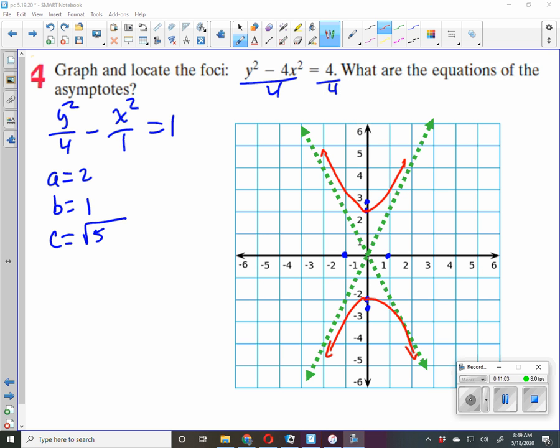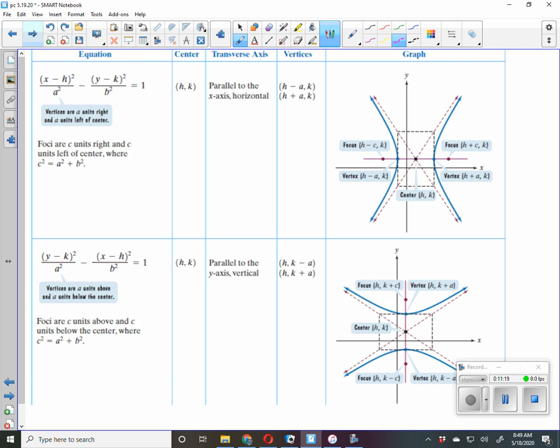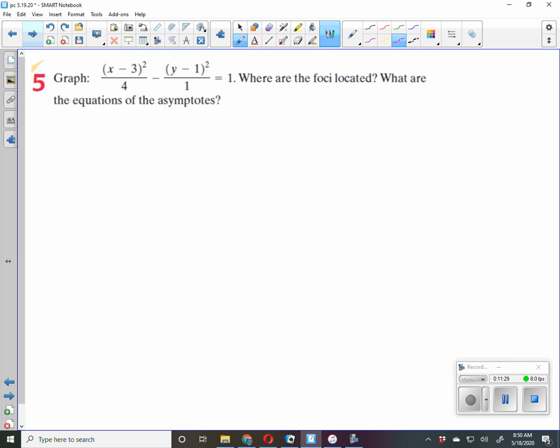All right. So really isn't that bad if you can identify A, B, and C. I didn't draw my box because I could easily see where the vertices of the box are, and as you go, you can probably get away with that also. All right. So what happens when this moves away from the origin? You introduce your H's and K's, but the process is still the same. Let's take a look at this problem here.